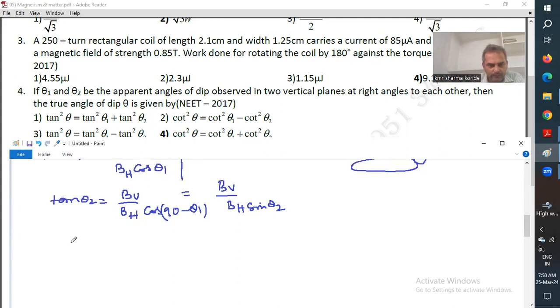Writing sin theta 2, sin theta 1, sorry, this is sin theta 1. Otherwise you don't need to write this one, directly write sin theta.